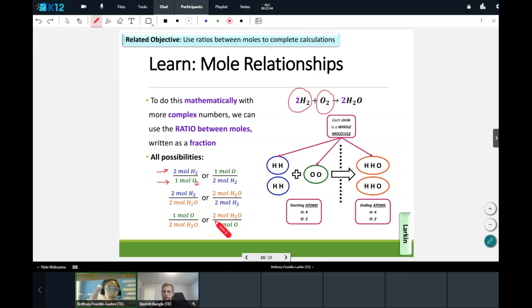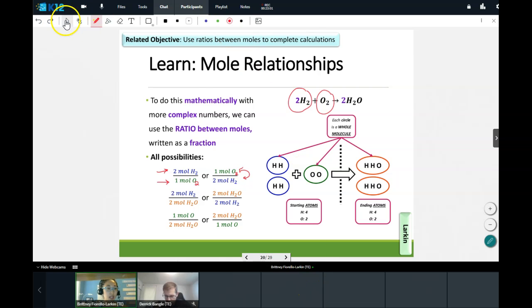Or you can actually even flip that. So you can write any kind of ratio that you want, depending on what you need in your problem. These are all the different possibilities of ratios that you could get from this specific equation. So I can even flip them, right? I could say 1 mole of O2 over 2 moles of H2.